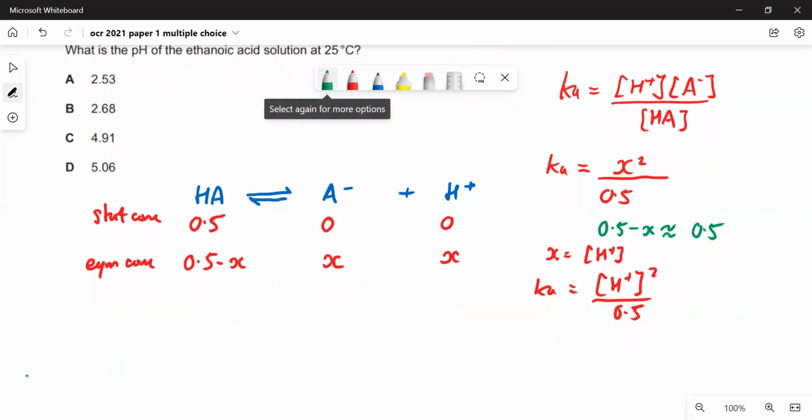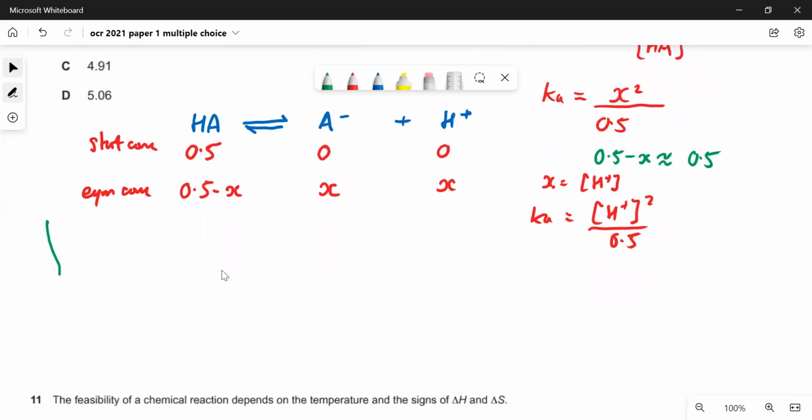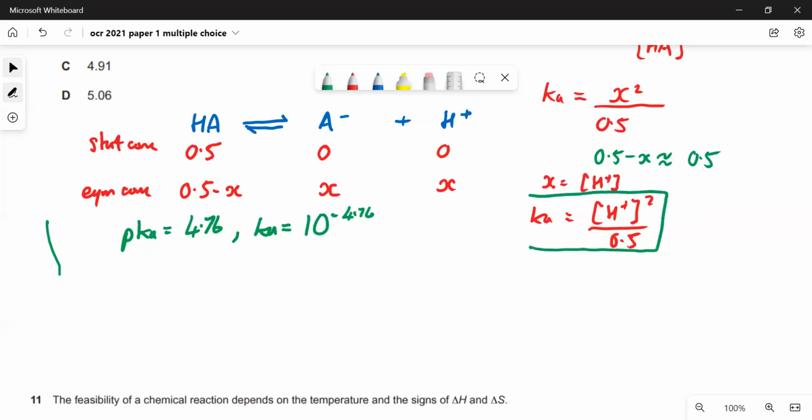Scroll up a bit. Okay, pKa 4.76. So that means Ka is equal to 10 to the power of minus 4.76. Happy with that? Right, let's rearrange that first of all and then put the numbers in.